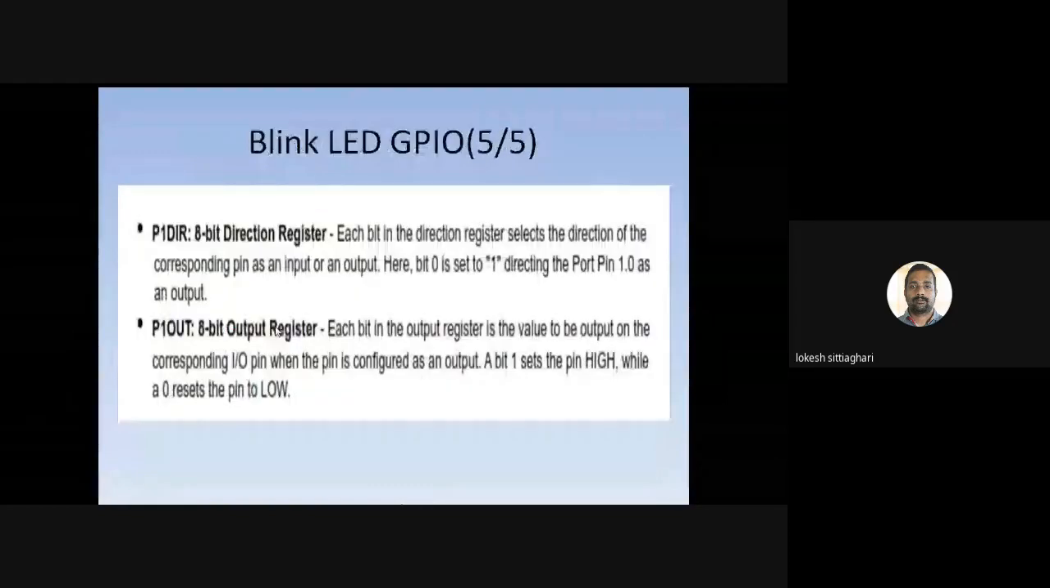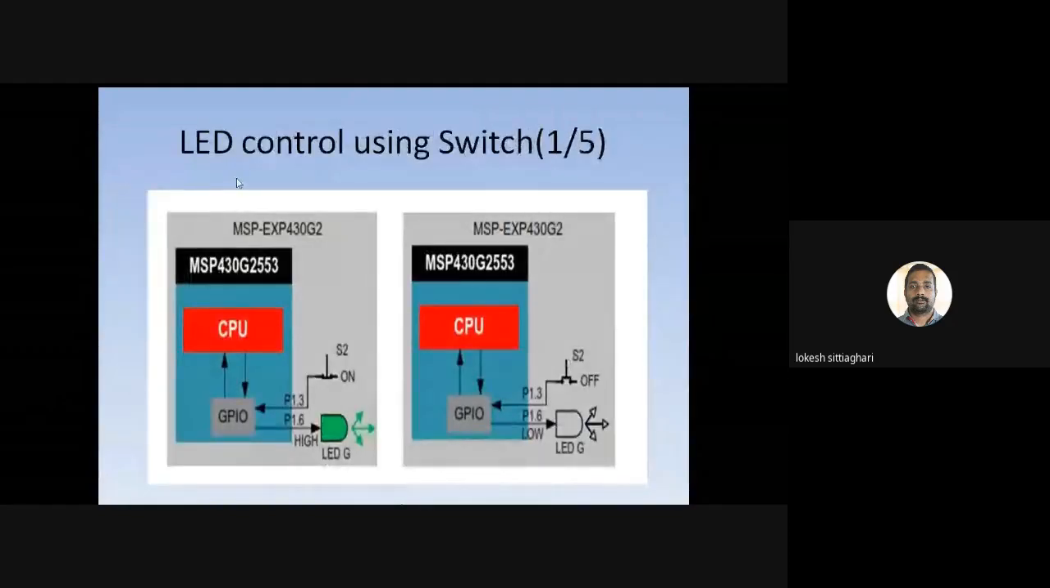Next, we have a program called LED control using the switch. Let us take a green LED, which is connected to P1.6. Next, I have connected a switch with P1.3. I have connected the switch to P1.3, and to P1.6 I have connected the green LED. So by pressing the switch on and off, I need to make the LED glow.